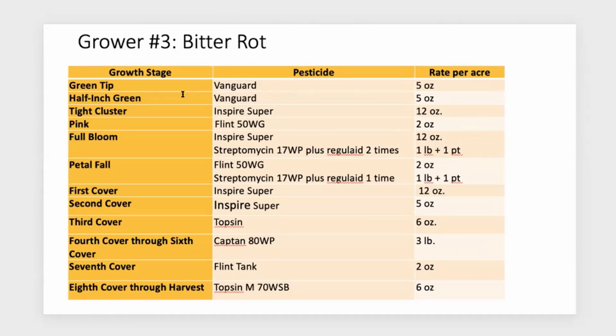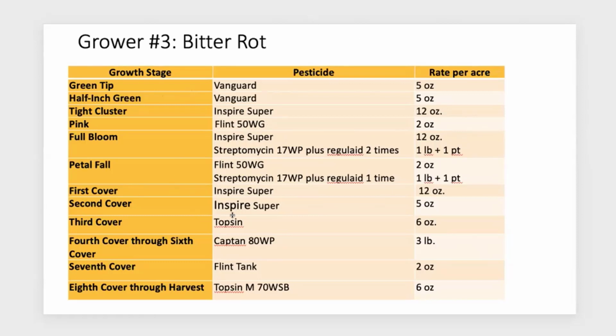They started off with a different approach, and there's absolutely nothing wrong with different. They started spraying at green tip, and they used Vanguard, and then they switched over at tight cluster to Inspire Super. And at bloom, they ended up using Strep, and they have 3 applications of Strep between first bloom and petal fall, which could explain why they have such great fire blight control.